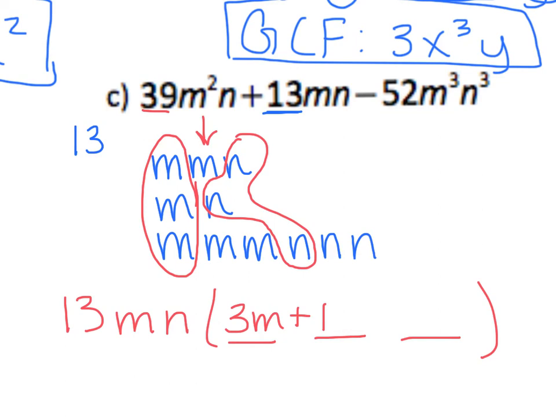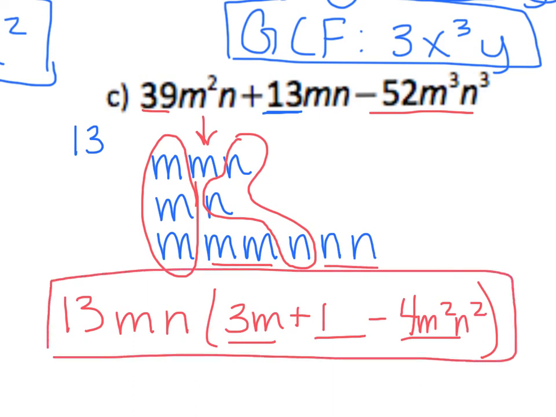For the last one, we've got 13 times what is negative 52, and that answer is going to be negative 4, and I have 2 m's left over and 2 n's left over. So 13mn times 3m plus 1 minus 4m squared n squared would be your final answer. And again, if you multiply this all back out and distribute it, you'd get back to the very beginning, which is how you'd know you're correct.